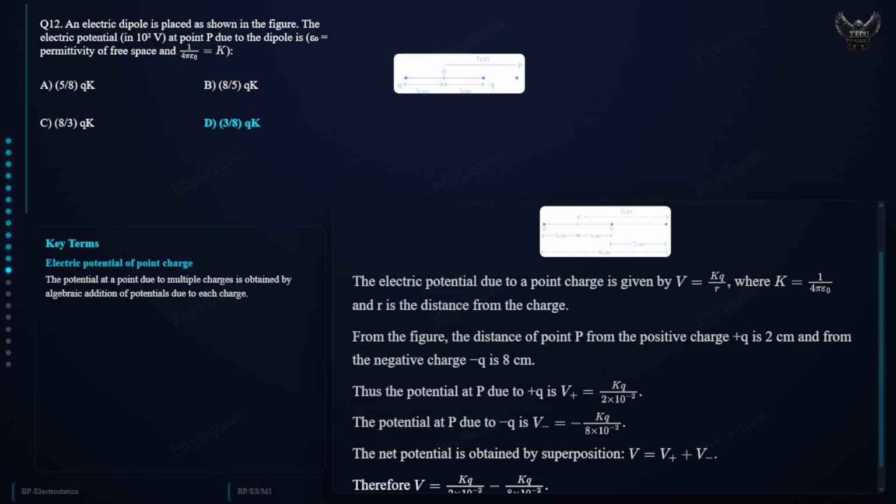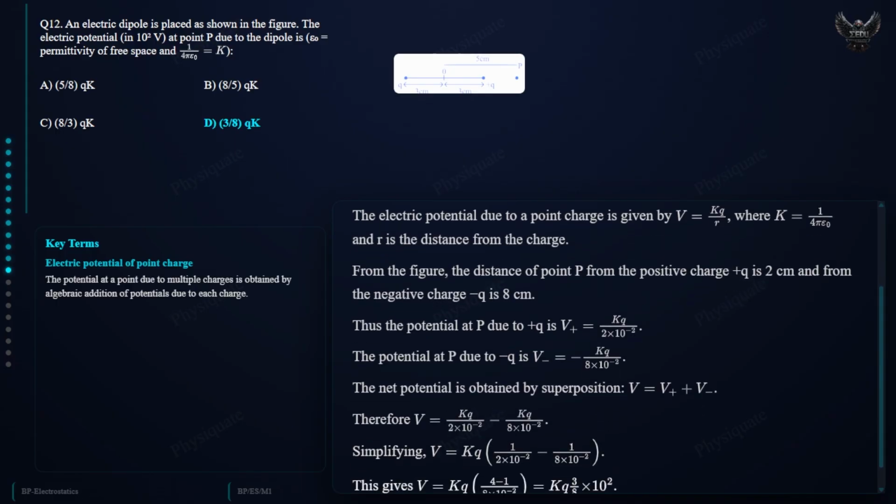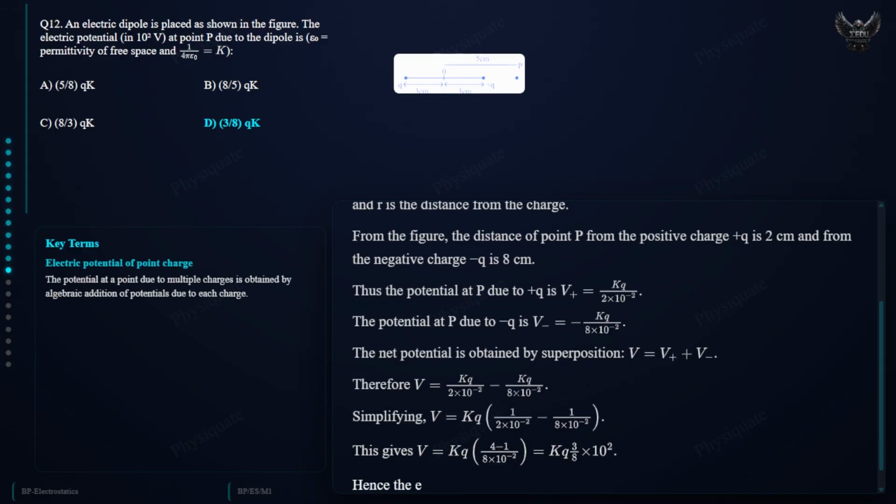Therefore V equals KQ divided by 2 times 10 to the power minus 2, minus KQ divided by 8 times 10 to the power minus 2. Simplifying, V equals KQ left, 1 divided by 2 times 10 to the power minus 2 minus 1 divided by 8 times 10 to the power minus 2 right. This gives V equals KQ left, 4 minus 1 divided by 8 times 10 to the power minus 2 right, equals KQ times 3 divided by 8 times 10 to the power 2. Hence the electric potential at point P is 3 divided by 8 QK times 10 to the power 2.